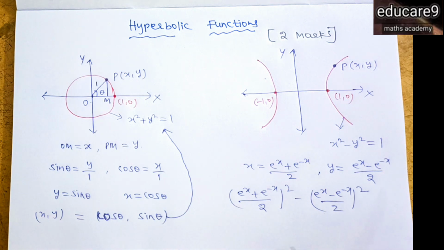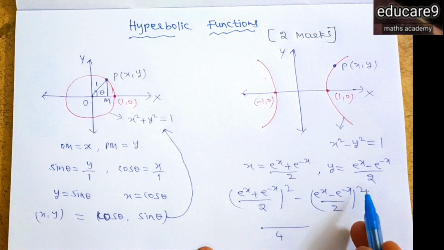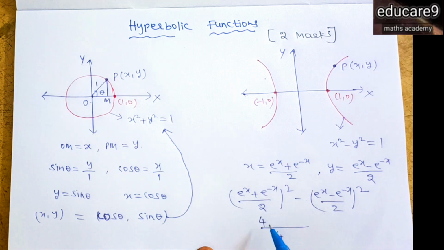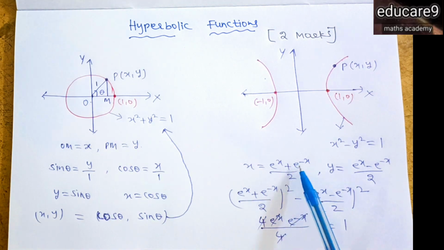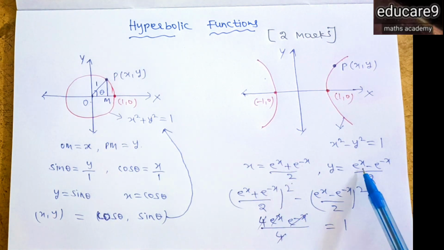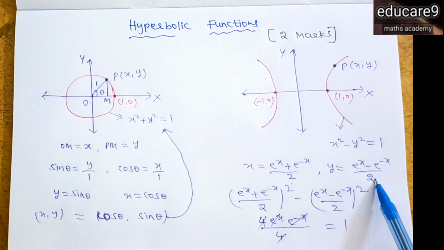Here we can simplify this. The LCM is 4. This is in the form of (a plus b) whole square minus (a minus b) whole square. Clearly we know the formula is 4ab. Here a is e power x and b is e power minus x. So e power x and e power minus x are reciprocals, and the 4 cancels, which equals 1. So the point ((e power x plus e power minus x) by 2, (e power x minus e power minus x) by 2) satisfies the hyperbola equation.